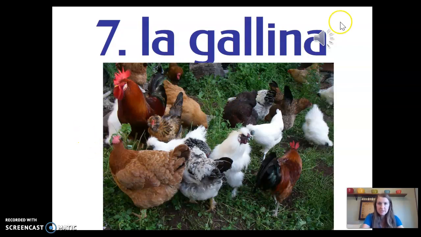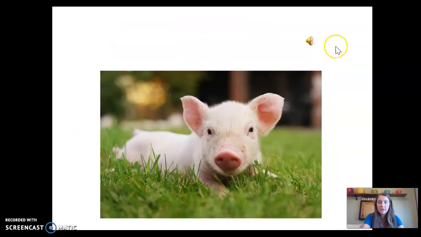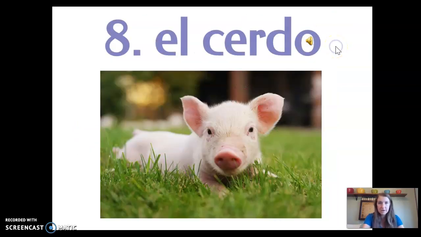And I tried this sound before, but I don't think it's working. Yeah, no, the sound won't work. I know there's a little sound symbol there.